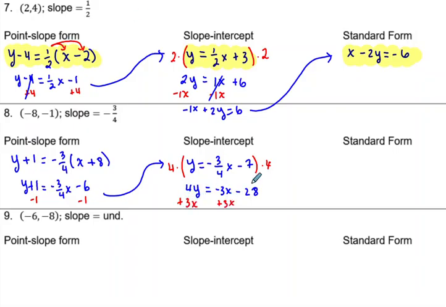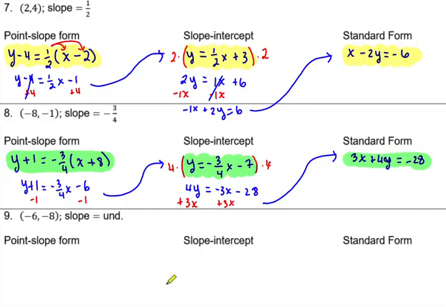And then let me go ahead and write my final answer here, because I don't think it'll have a positive 3x, so it's going to be 3x plus 4y equals -28, and that's it. So we can say that this is the point slope form. This is the slope intercept form. And then here is the standard form.